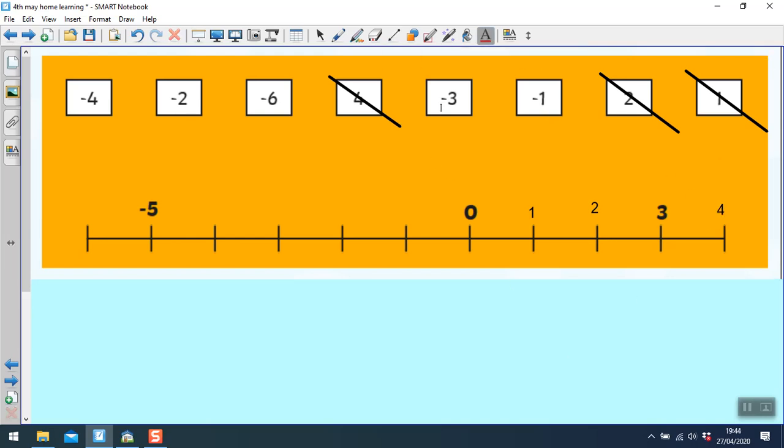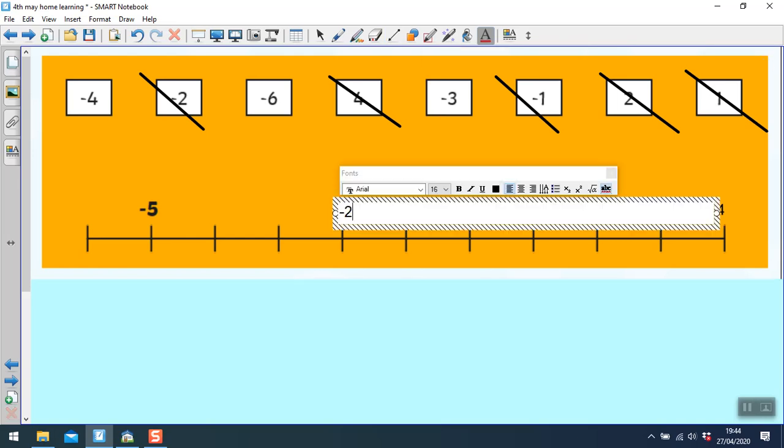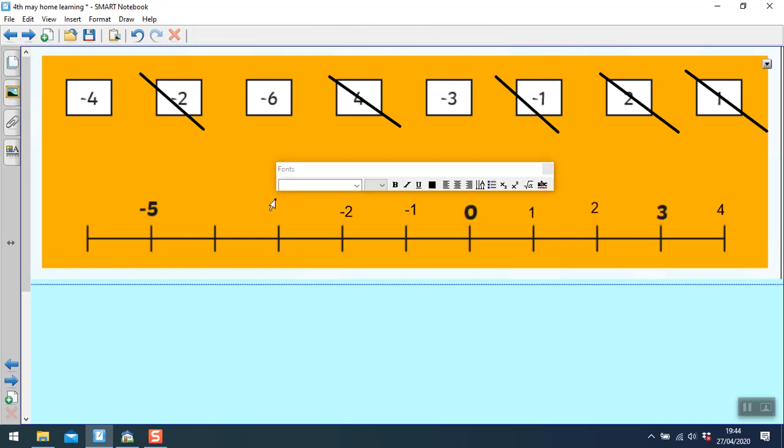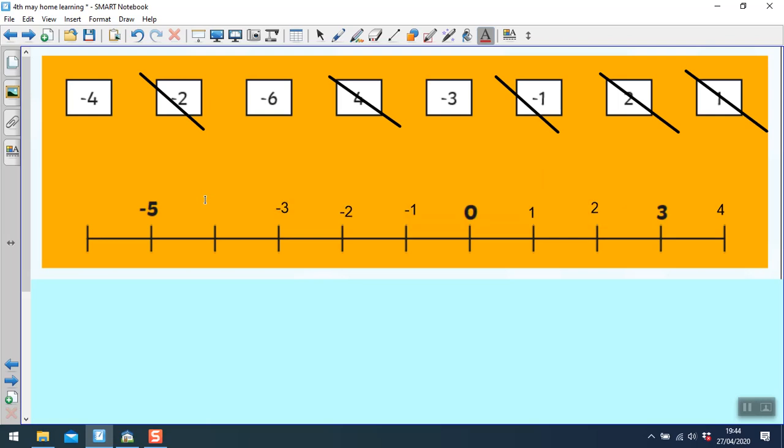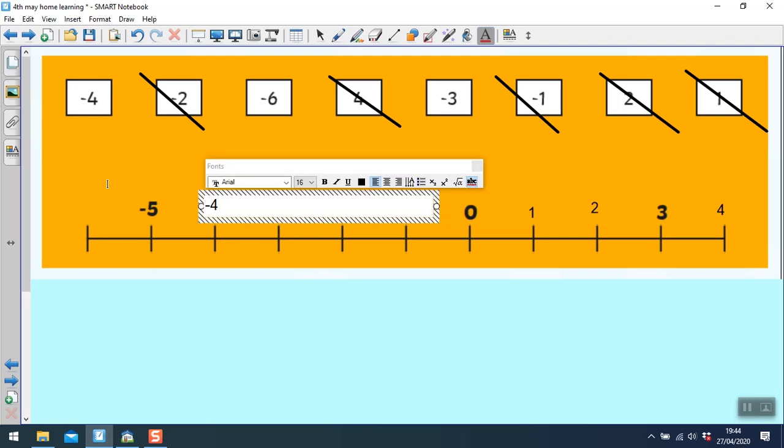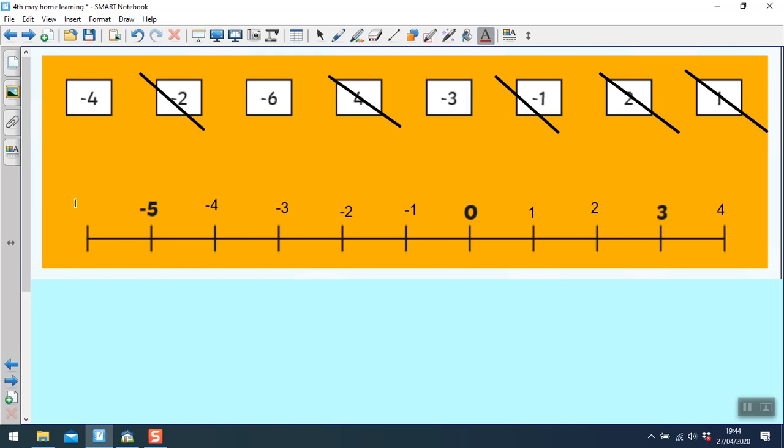Then I've got negative 1, negative 3, negative 6, negative 2, negative 4. And I can see negative 5's over here. I'm going to start with negative 1. And that's just 1 less than 0. Then it would be negative 2, negative 3, negative 4, and then 1 less than negative 5 is negative 6. Well done if you got that right.